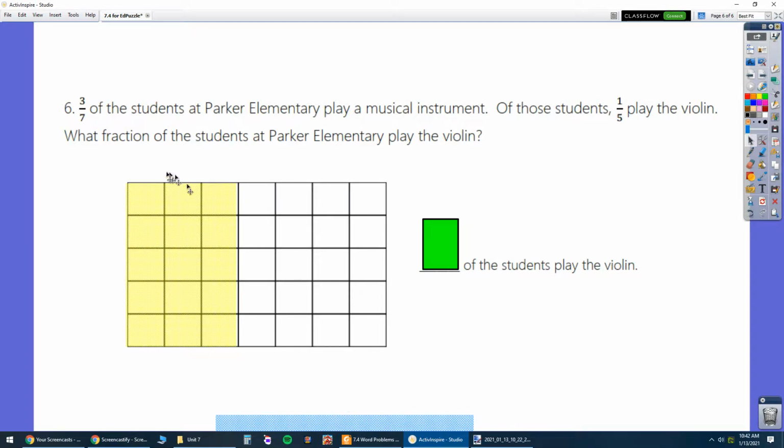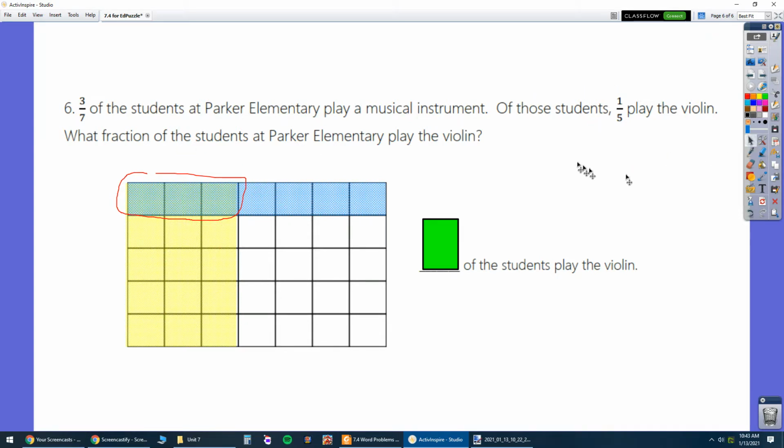What is my shading across going to look like? 1/5 play violin. How much should I shade? How many rows? 1 row out of 2, 3, 4, 5. 1 out of 5. So how do I find my answer? What part of this is my answer? Well, the overlapping part's my answer, just like it has been every single time, because yellow represented students playing a musical instrument, but only 1 part out of 2, 3, 4, 5 parts. Only 1 out of 5 play violin.